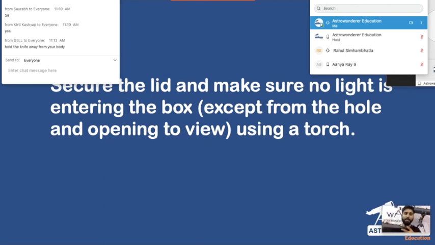If you look at a torch, or a bulb, or a tube light through this hole, you should only see the light coming from one point, from this hole, nowhere else. If the light is coming from other places, it's actually dangerous to use.